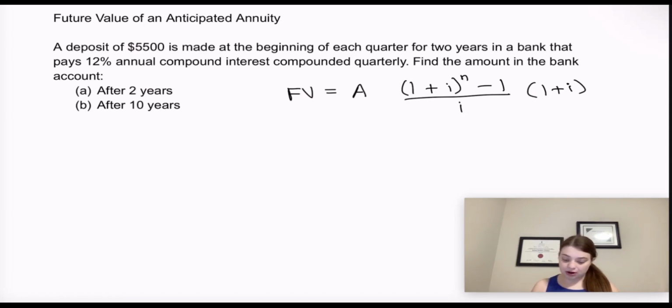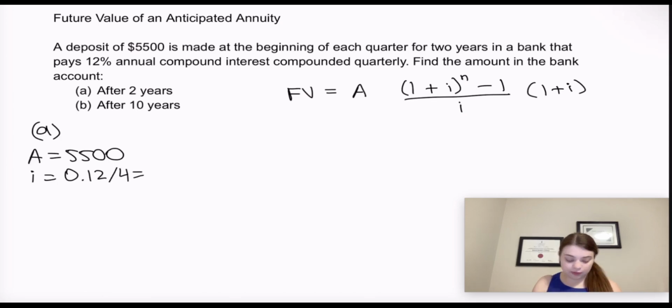Well, for the first part, for after 2 years, we would have that A, the amount we're paying each time, is $5,500. I is the interest rate, and that's going to be 12%. However, that's the annual interest rate, and this is being compounded quarterly. So every quarter, it'll be just a fourth of that amount. So 12% divided by 4 will give us 3%. So the interest rate we're going to use here is 3% because we're calculating by the quarter rather than by the year.